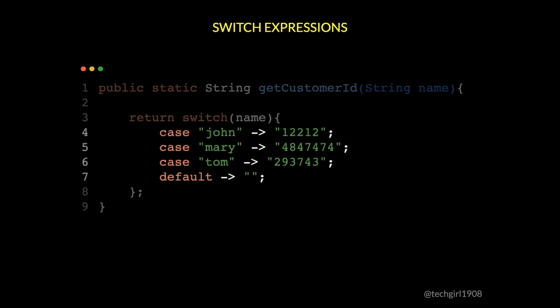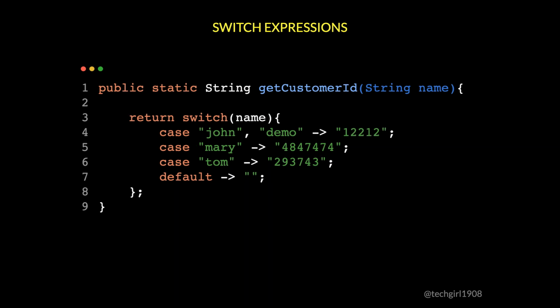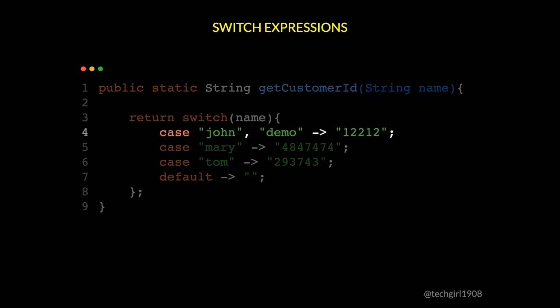I can even simplify this a bit more by removing the assignment here and just returning the result of the switch expression. Now, using the lambda style arrows is one way to assign the value, but you can use another approach. You can use the colon that we're used to, but you need to follow it with the word yield. So a bit more verbose, so I actually prefer to use the arrow. You can also specify more than one case. Notice here we're saying if the customer name is John or Demo, which is his last name, then the ID is 12212. So this makes up for the removal of fall through from switch expressions because you can indicate all cases delimited by a comma.